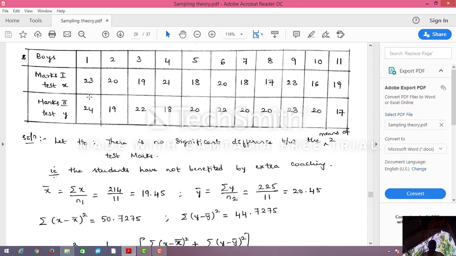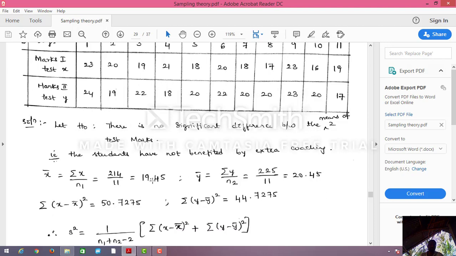Now, if you want to find x bar, what is that? X bar is nothing but summation of x divided by n1. X bar is 23 plus 20 plus 19 plus 21 plus 18 plus 20 plus 18 plus 17 plus 23 plus 16 plus 19. If you add all that, you will get 214. How many samples are there? 11 samples. 214 divided by 11 is 19.45.